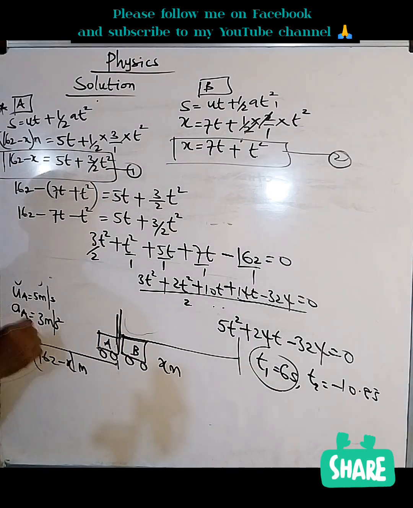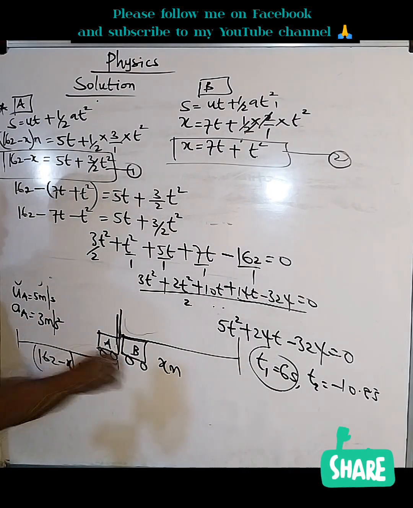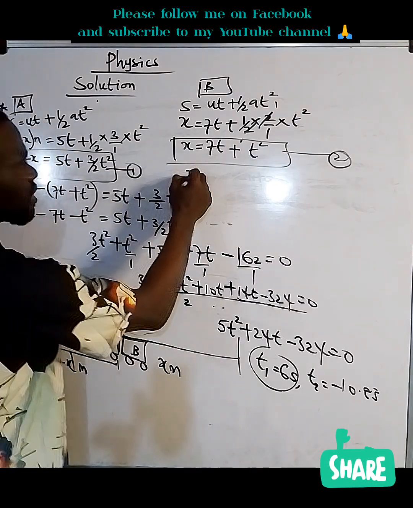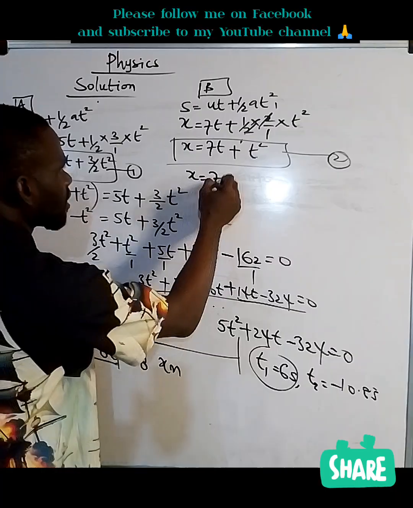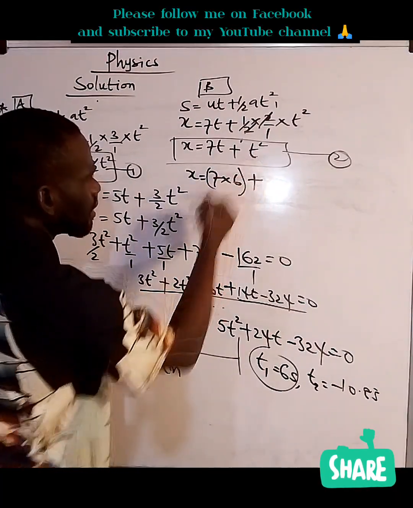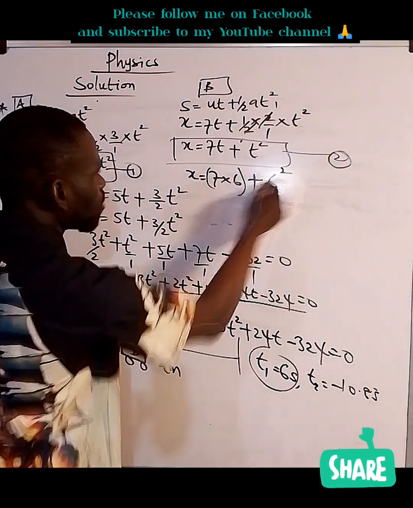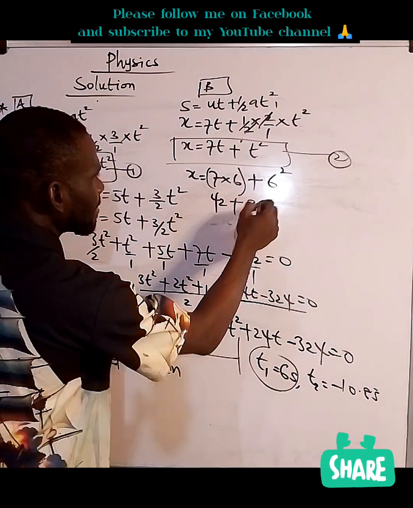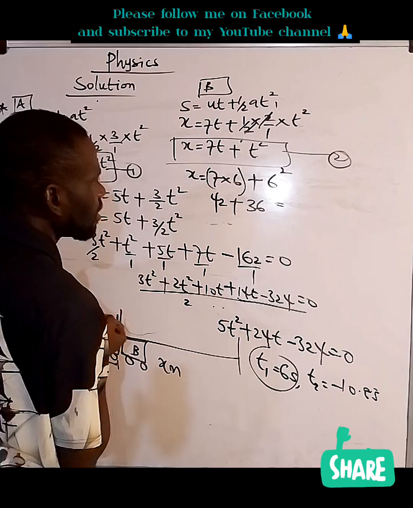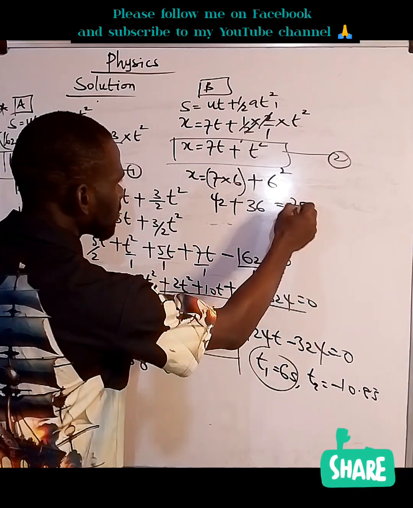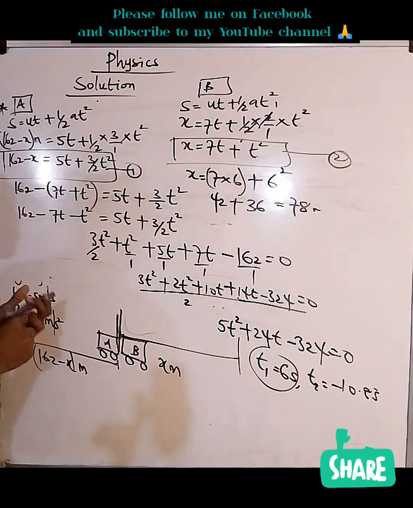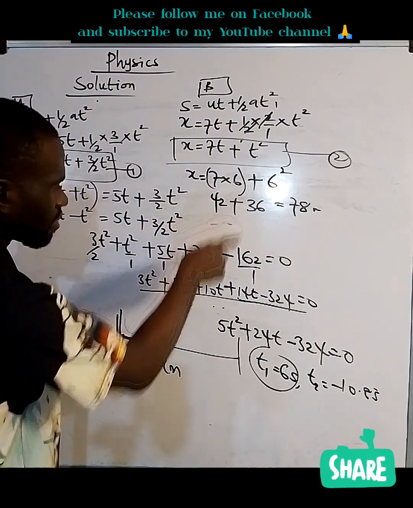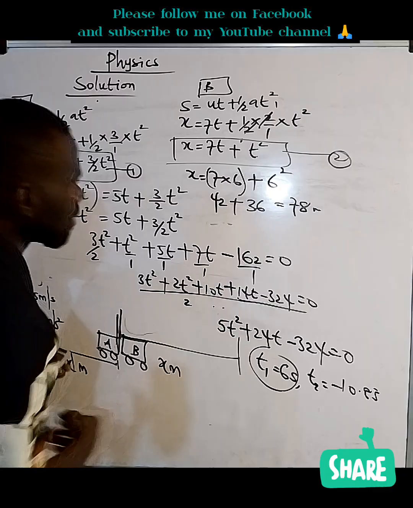So now let's solve for the distance. We're going to solve for x. So how do we solve for x? If t is 6, then x will be 7t plus t squared. T is 6. 7 times 6 plus 6 raised to power 2. 7 times 6 is 42. 6 raised to power 2 is 36. 42 plus 36 will give us 78 meters. I think that's correct. So we have 78 meters.